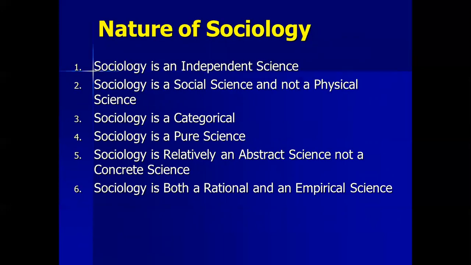Nature of sociology. Sociology is an independent science. Sociology is a social science and not a physical science. Sociology is categorical. Sociology is a pure science. Sociology is a relative and abstract science, not a concrete science. Sociology is both a rational and empirical science.